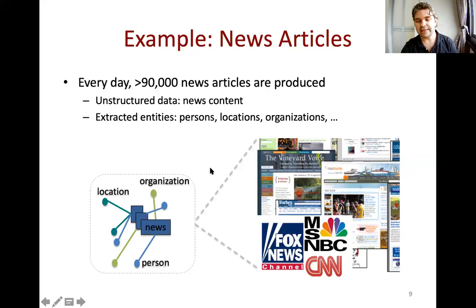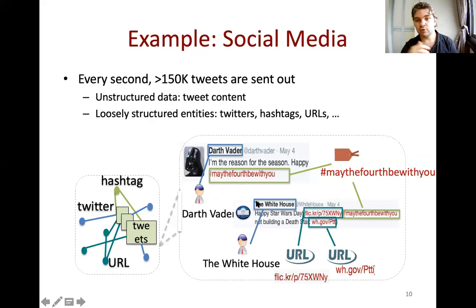So an example is the articles here, and then you can see this information. Then we can go to another example, which is social media. Every second, about 150,000 tweets are sent out, and the unstructured content will be the tweet content, right? So it's like unstructured data inside. And the loosely structured entities will be the Twitter handles, the hashtags, the URLs you find inside. Then these two together form this loosely structured social media.